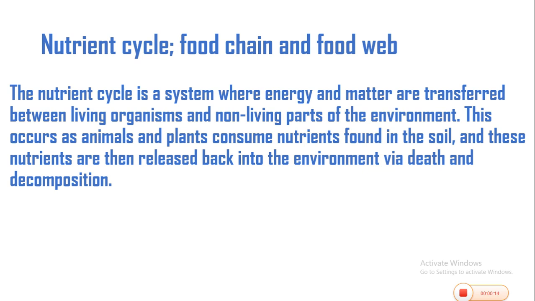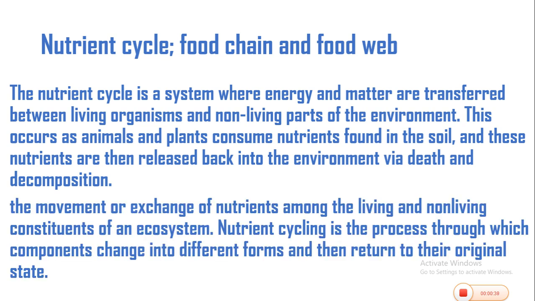Nutrient cycle is a system where energy and matter are transferred between living and non-living parts of the environment. This occurs as animals and plants consume nutrients found in the soil, and these nutrients are then released back into the environment via death and decomposition.